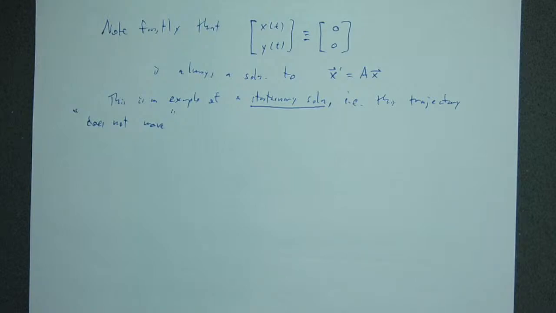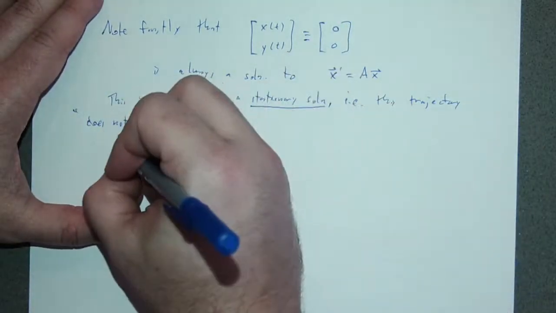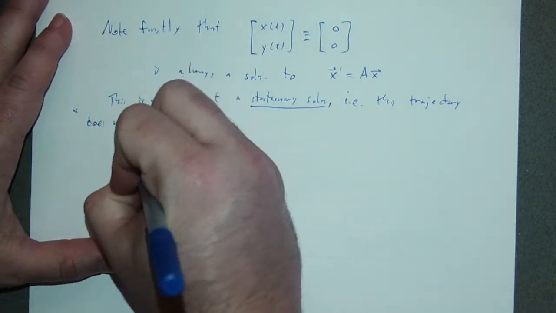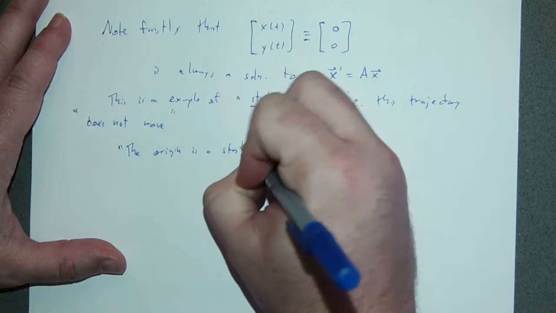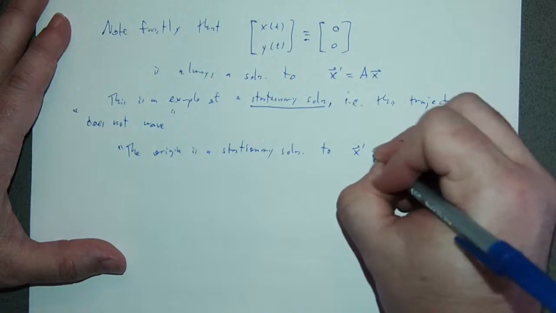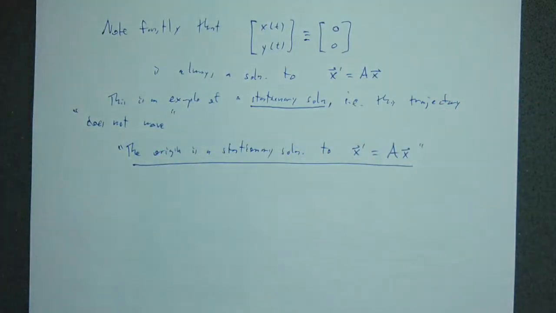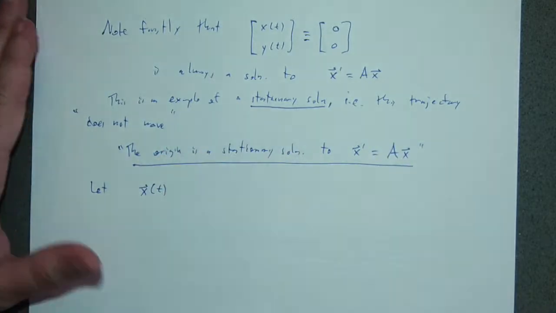Okay, and so another way of saying this is that the origin is a stationary solution for this problem, and that's always going to be true. So then let's see what happens off the origin. Let my solution x of t be one of the eigensolutions.